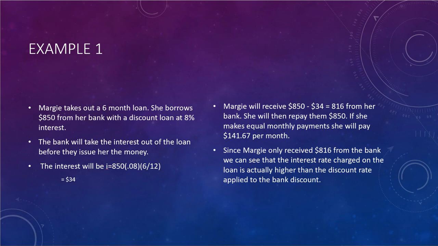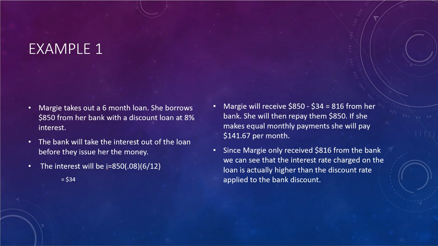When she repays the amount though, she repays all $850. Of course, there's going to be a payment to the bank. The payment amount is really that $34. That's what she's giving them as the fee for using the money. If she wanted to make equal monthly payments to make life easier for her, we would take that 850 divided by 6 and get 141.67.